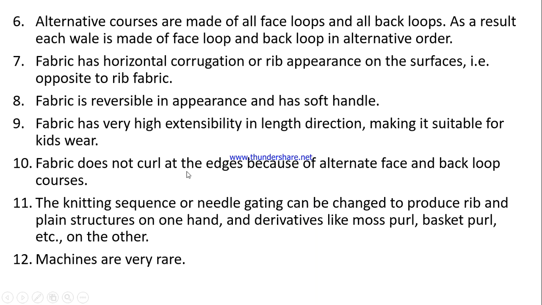Fabric does not curl at the edge because the alternation of the face and back loop usually produces a balanced structure. The knitting sequence of needle setting can be changed to produce rib and plain structure on one hand, and derivatives of the purl, moss purl, basket purl, etc. on the other hand. So needle setting is there. You can change the needle setting for preparing various derivatives of the purl by name. There are moss purl, basket purl, etc. They are the derivatives of the purl knitting or purl structure.